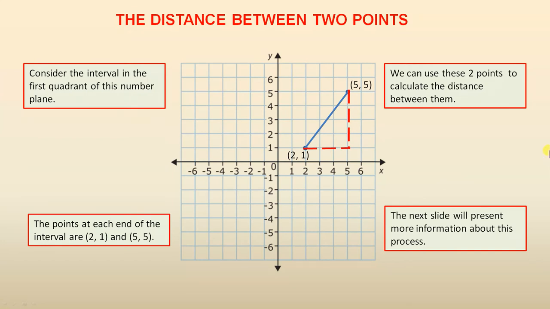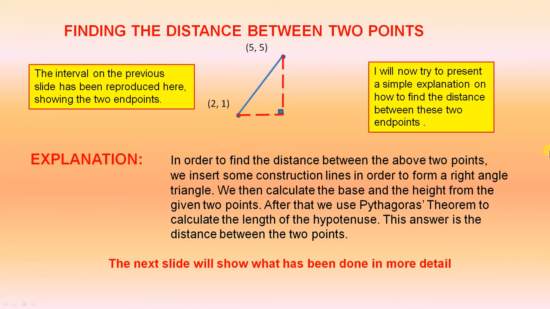Let's have a look. So finding the distance between 2 points. The interval on the previous slide has been reproduced here, showing the 2 endpoints. So we have (2, 1) and (5, 5). That was on the number plane in the previous slide. I will now try to present a simple explanation on how to find the distance between these 2 points.